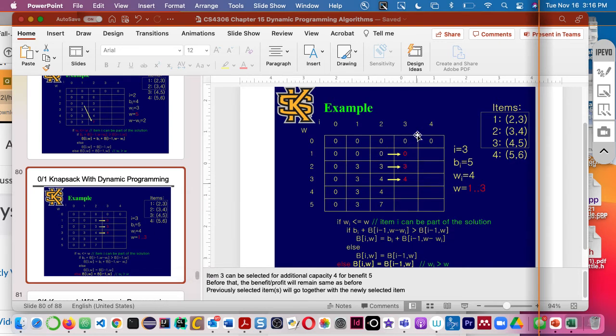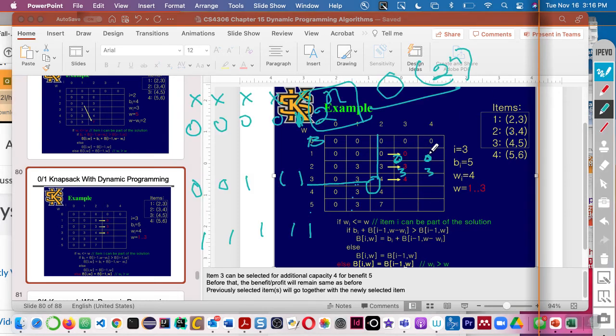And then whenever you are going to select item 3, then item 3 weight is 4, right? And then its benefit is 5. So whenever you reach 4, then you may select item 3 here, right? At this point you may select item 3. Otherwise this value will be previous values. So as I said, all of these values will go with previous values. So this will go 0, then this will go 0, 3, 3, and 4 will be 4 over here.